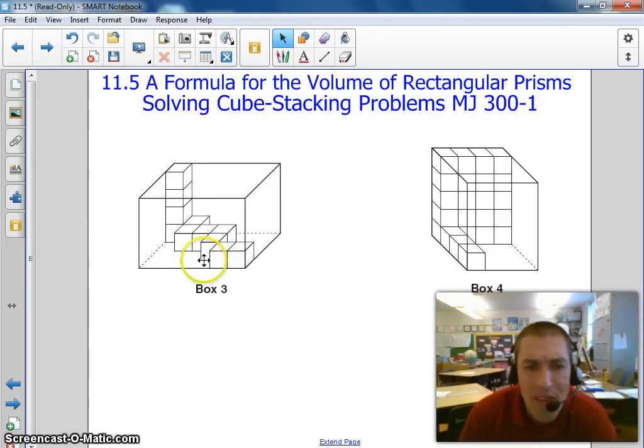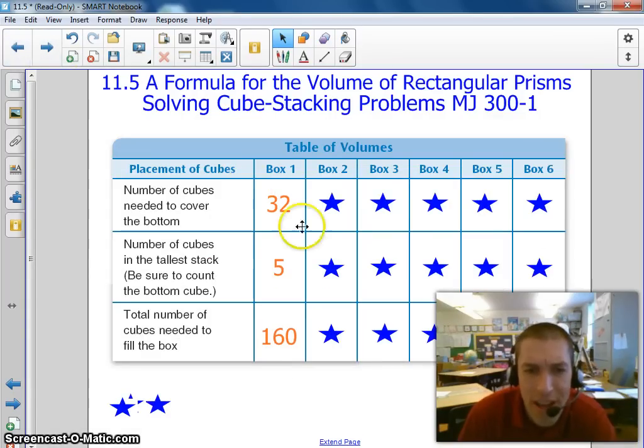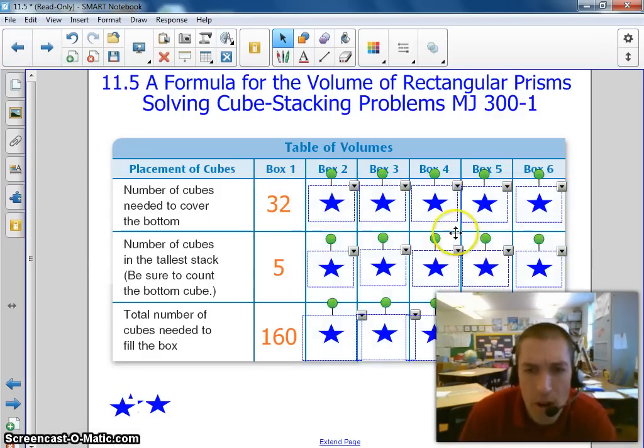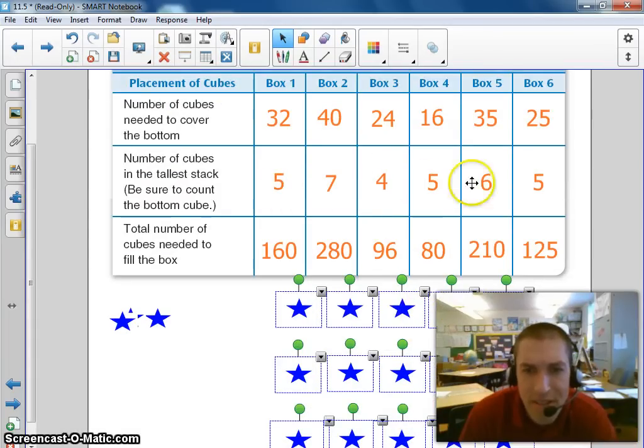Okay. What about this one? And this one? Pause and try to figure these out. What about box number 5? And box number 6? Make sure you have these written down on a piece of paper before I go back and give you the answers. Okay. Pause if you haven't finished yet. Here are all your answers. See how you did.